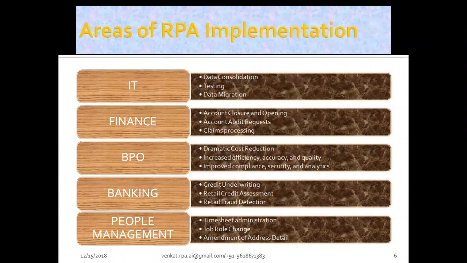And the next one is finance. Okay, finance area also, I kept a couple of things here: claims processing, account audit requests, account closure and opening. So these are the areas in finance. And BPO also I mentioned. Dramatic cost reduction is the main advantage, and increased efficiency, accuracy, and quality. This is the main point in BPO. Improved compliance, security, and analytics. Okay, and banking also. I just kept a couple of things here.